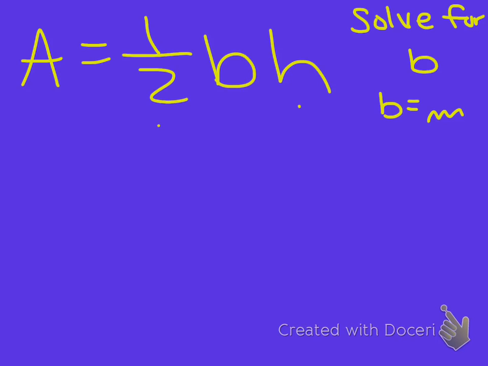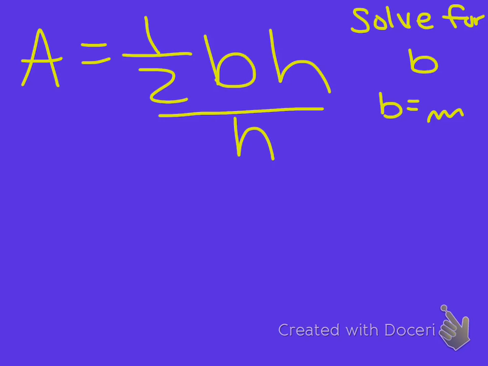Yes. And since we're multiplying the b and the half to the h, the opposite of that is to divide. And so you get to choose. Do you want to divide the half or the h first? The h. Let's do the h first. So we're going to divide by h.